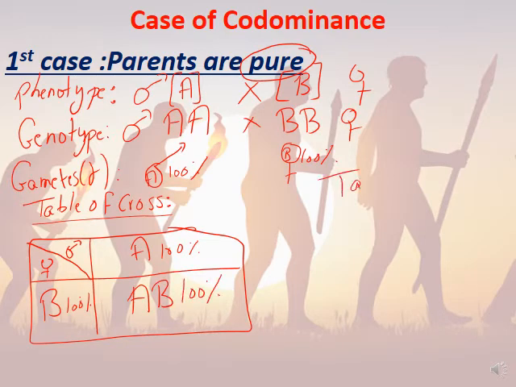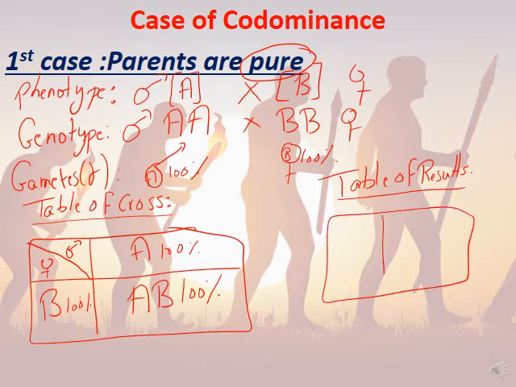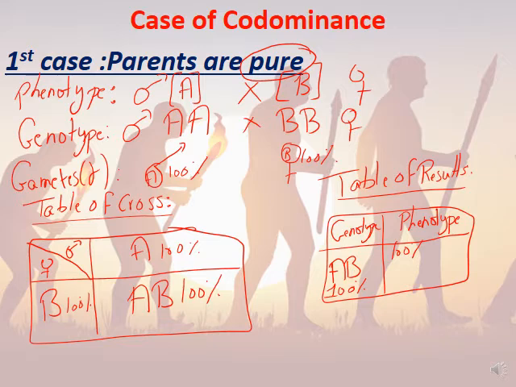Moving to the table of results. So the genotype will code for the phenotype. So you write genotype and phenotype. So the genotype is AB 100%. So 100% we have individuals of blood group AB.